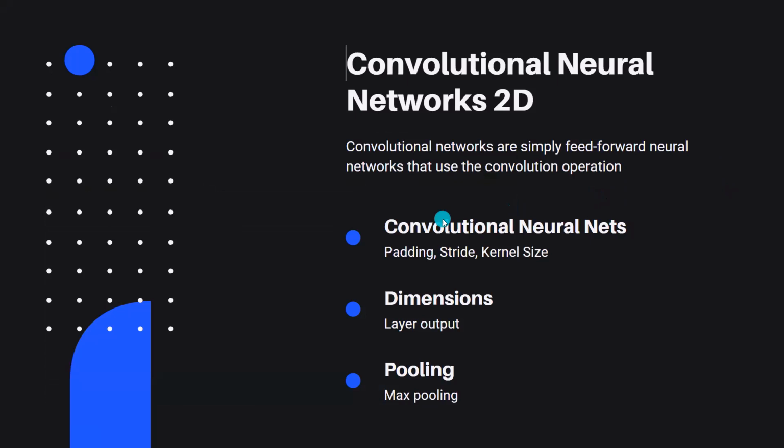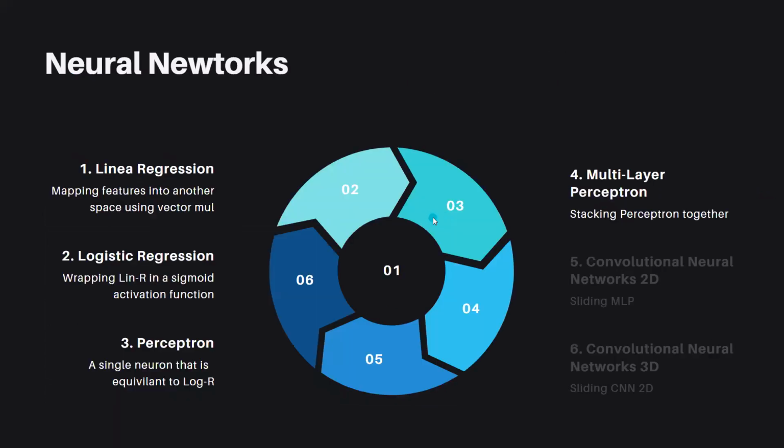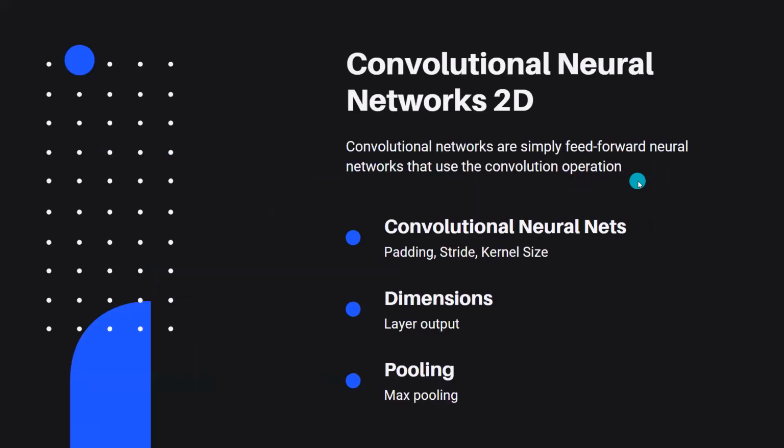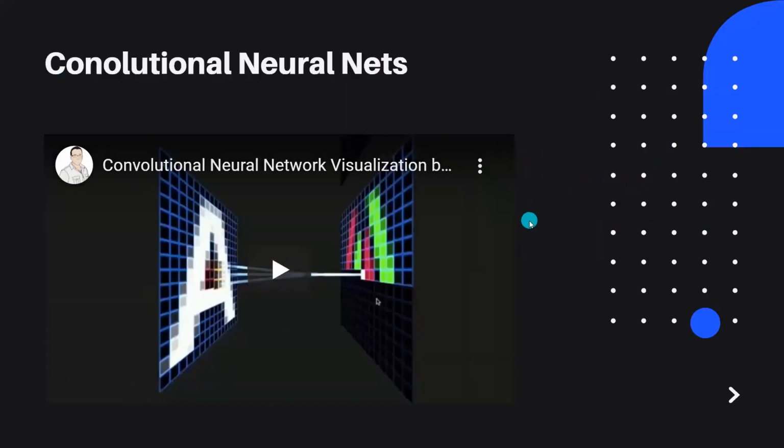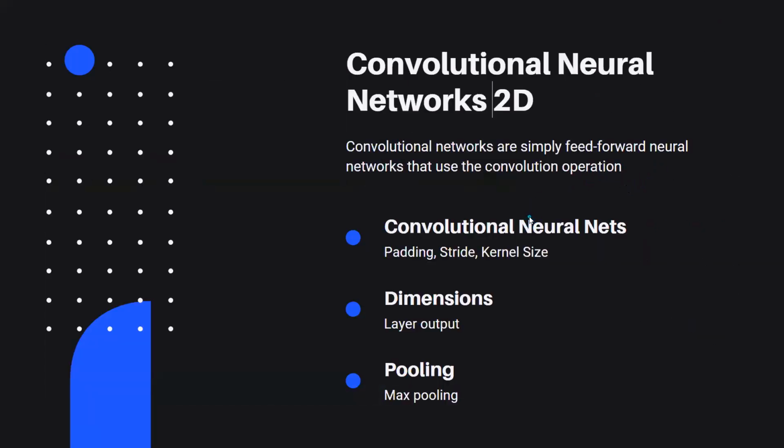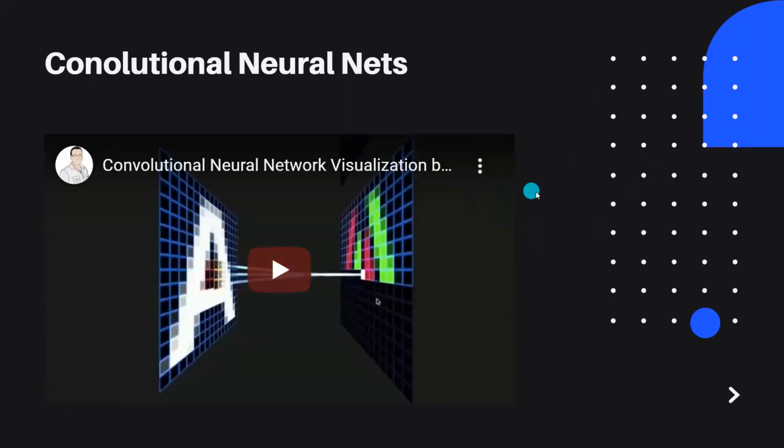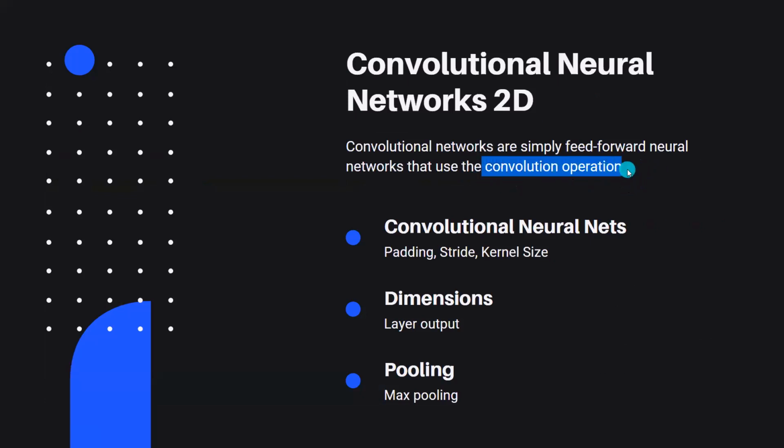So let's just repeat this a bit further. What we have seen so far is linear regression, logistic regression, perceptrons, which are just another form of logistic regression, and multi-layer perceptrons. Now, the second part of the lecture will be about convolutional neural networks, the 2D part for now. Convolutional neural networks are just simple feed-forward neural networks that use the convolution operation. We will see this in more detail, but in reality, they are very basic modules.